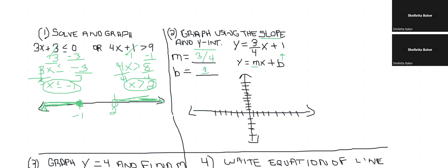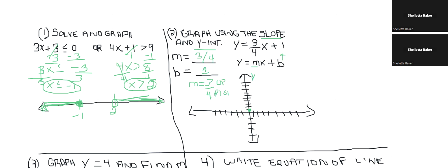That's actually how we're going to start graphing. You plot the y-intercept first. So we'll go to our coordinate plane on the y-axis. We'll go to 1 and plot that point. Then we're going to use this slope. Our slope is 3/4. Positive 3 in the numerator means we're going to move up 3 spaces. And the positive 4 in the denominator means we're going to move to the right 4 spaces.